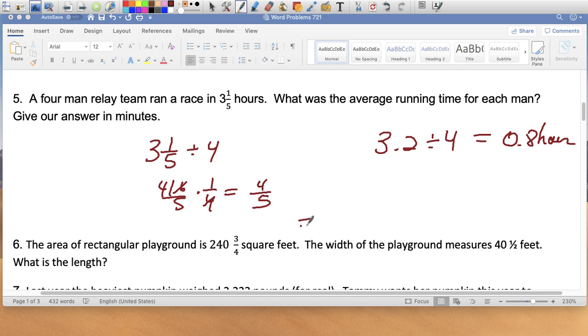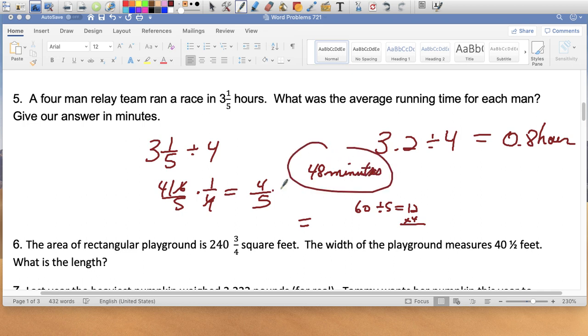4/5 of an hour is, you divide 60 by 5. You get 12, and then you multiply 12 times 4 because there's 4 parts of it. It's 48 minutes. So this would be equal to 48 minutes. But this one you probably understand better as a division problem. I'm sorry, as fractions.